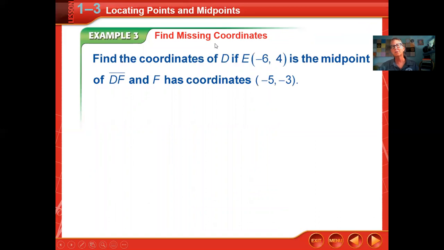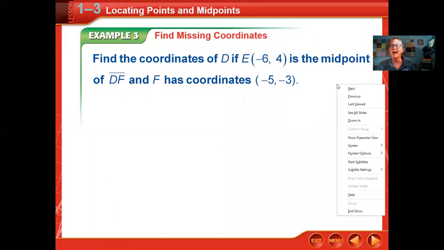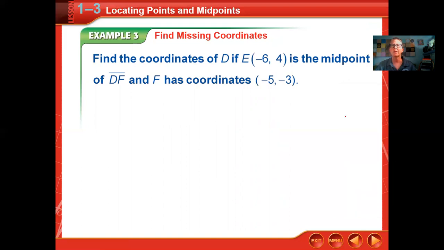Okay, now this one's a little bit different. It's the same formula, but they are going to ask us for the midpoint. So it says find the coordinates of D if E is given as -6, 4, and it's the midpoint. Why did they call it E? I don't know. Let me write myself a little note. That is the midpoint. I don't know if you can read that, but this is my note to myself. Note to self, E is the midpoint, because I wish they would have called it M.